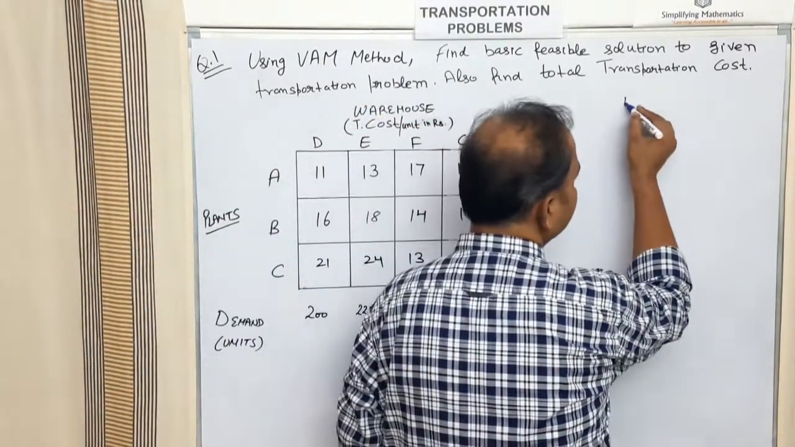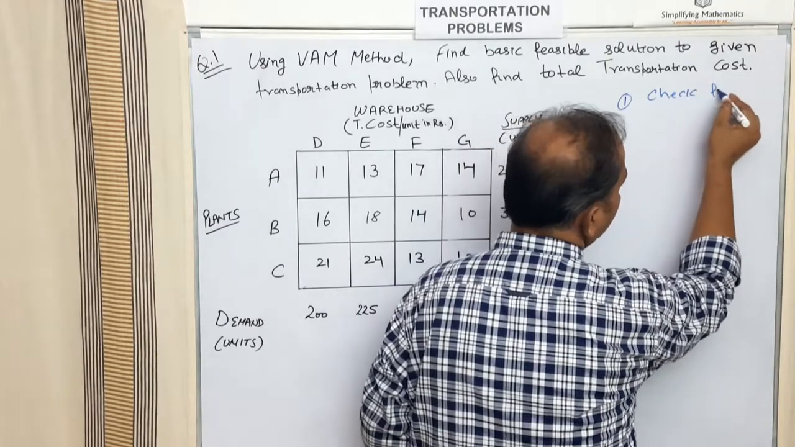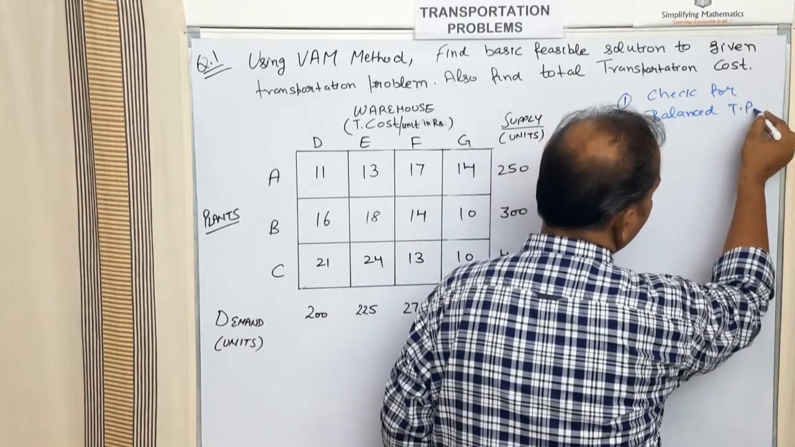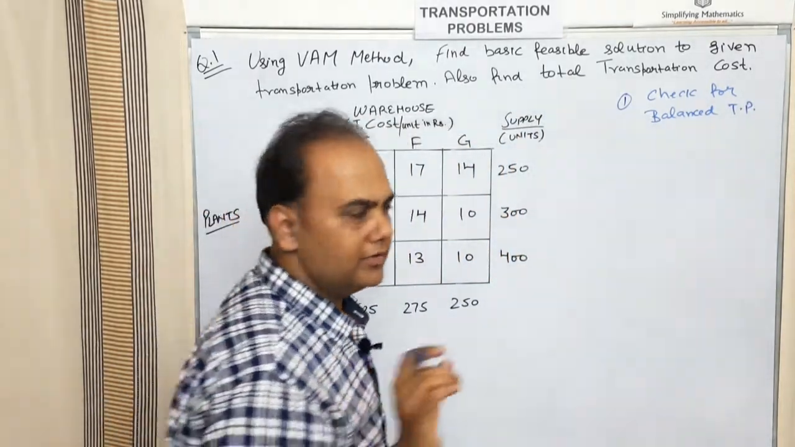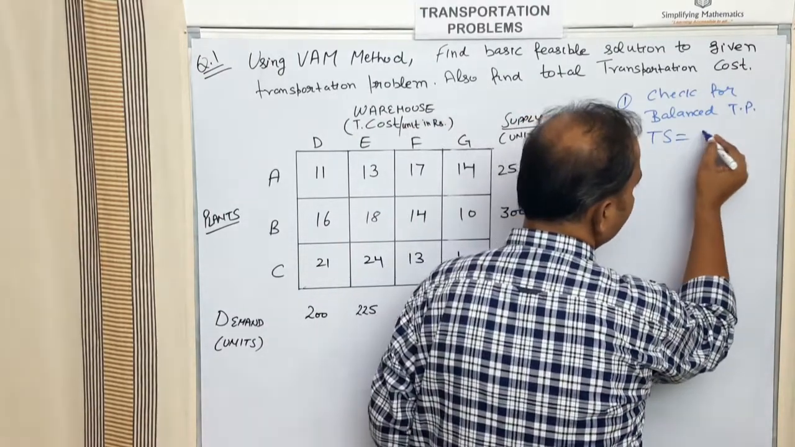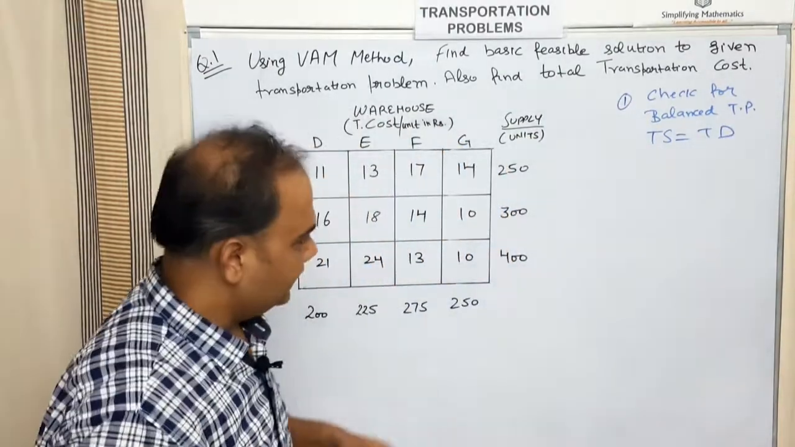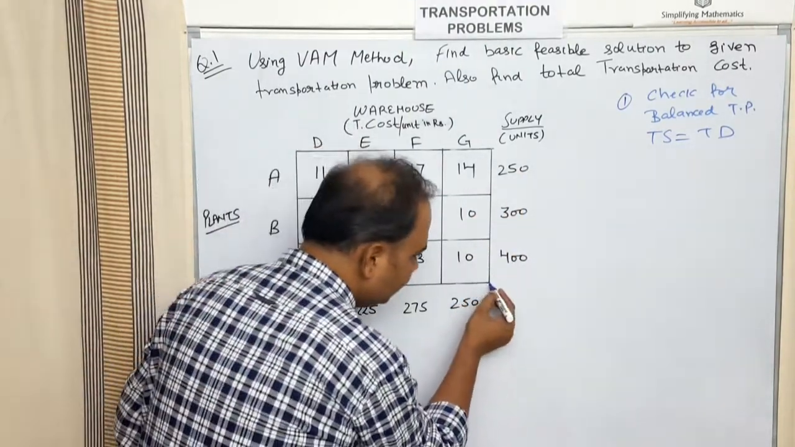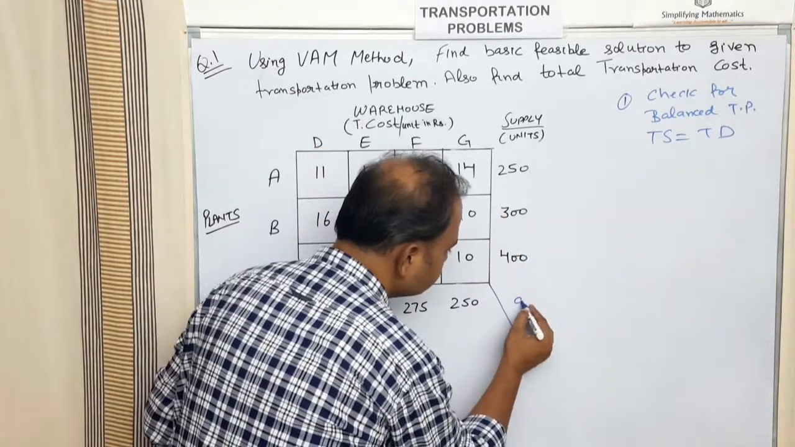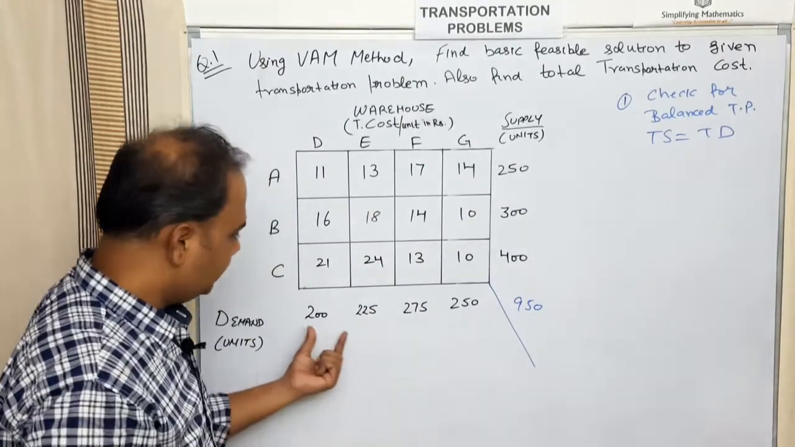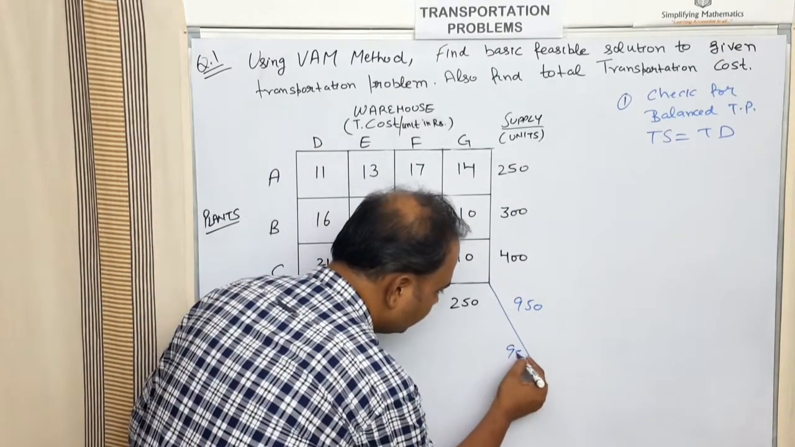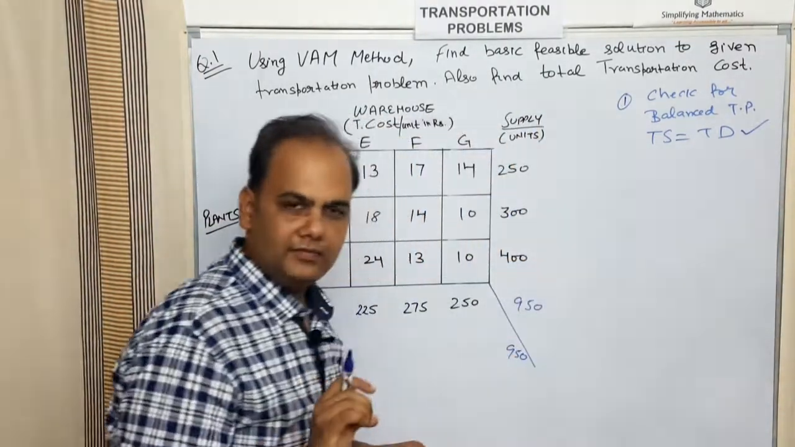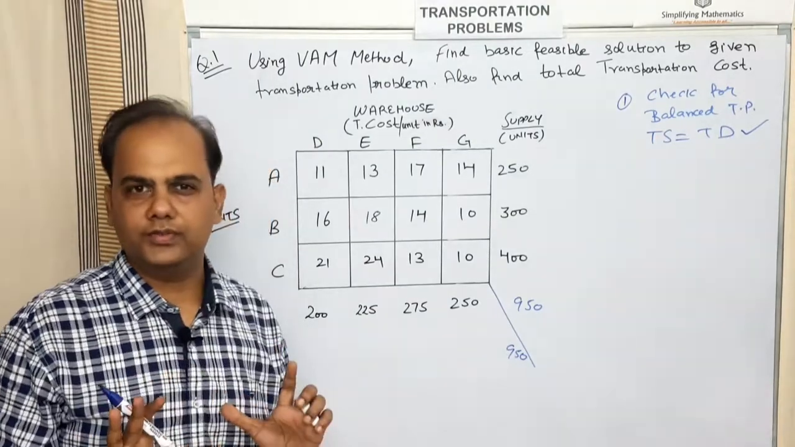So this is the first step: check for balanced transportation problem. Balanced transportation problem means total supply should be equal to total demand. If you look at the supply of all the plants and add up all these supplies, it comes out to be 950. Similarly, the total demand also comes out to be 950. So this condition is satisfied, that is, this is a balanced transportation problem.